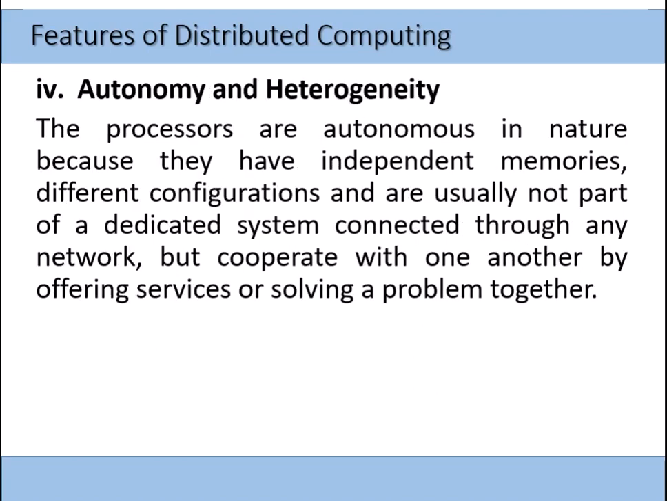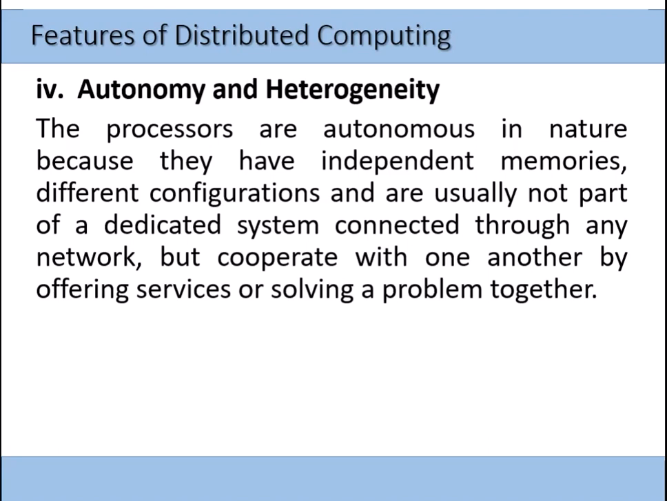Autonomy and heterogeneity. Autonomy means every component or every node will have independent characteristics that make it autonomous, and that makes it heterogeneous. The system may become heterogeneous.